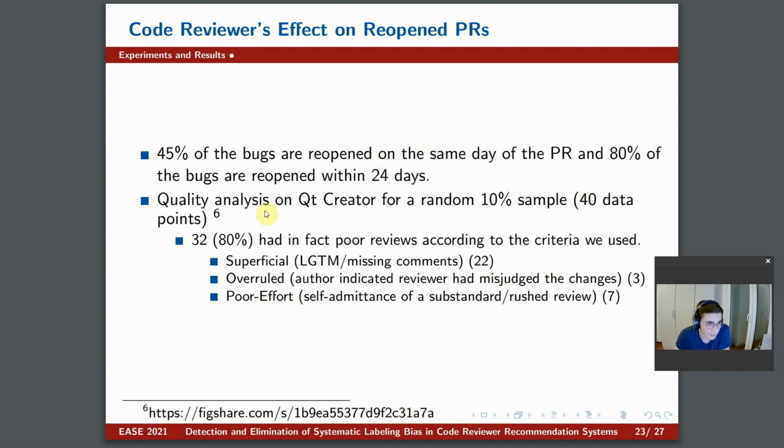And in the second analysis, the quality analysis, we manually checked the code reviews of reopened issues, and we analyzed 40 data points. It is equivalent to a 10% sample of Qt Creator. And we observed that 32 data points in fact have poor reviews according to the criteria we used. We divided the category into three: superficial, overruled, and poor effort.